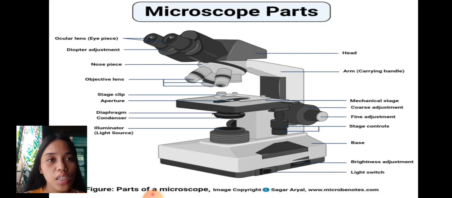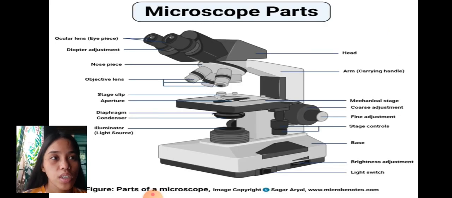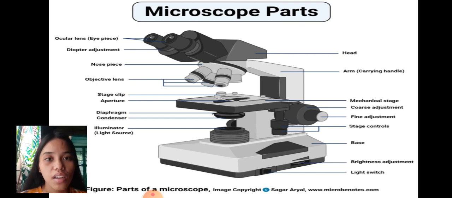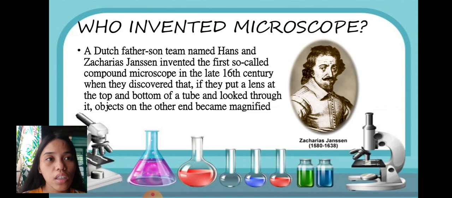Next, this is an example of a microscope. As you can see, the parts of the microscope are the head, arm, mechanical stage, coarse adjustment, fine adjustment, and anything else. Next, who invented the microscope?